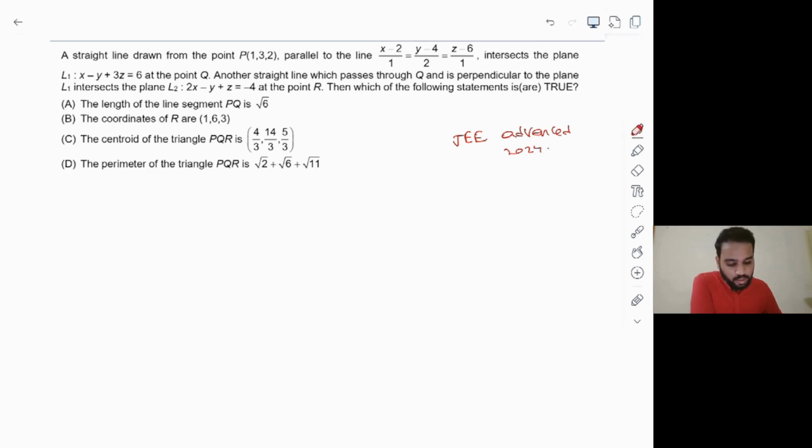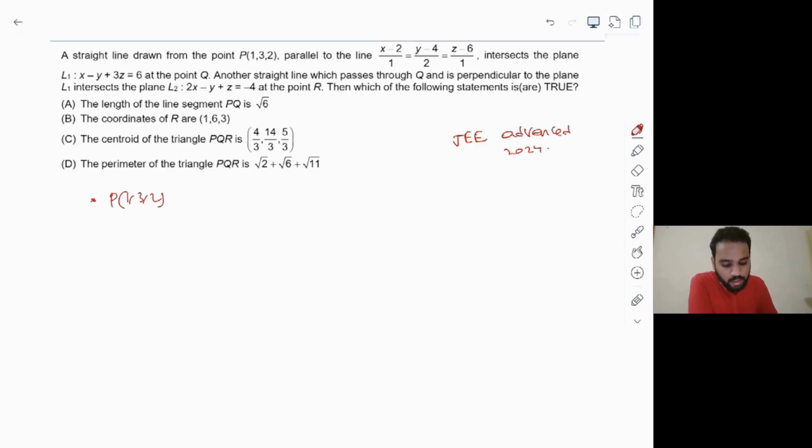A straight line drawn from the point P parallel to the line intersects the plane L1, x minus y plus 3z equals 6, at some point Q. So first, let us try to find the point Q. Let us go step by step; there is no need to worry. Point P is 1, 3, 2.